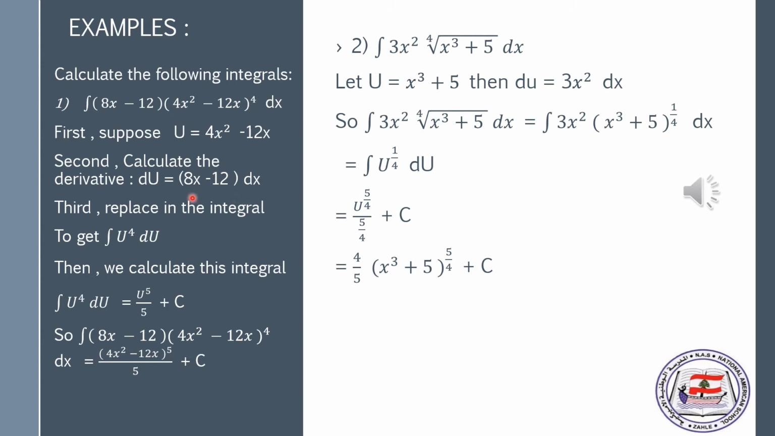Next, we need to take the derivative of this new expression. So du is equal to (8x minus 12) dx. Then replace the new variables in the integral. We get the integral of u to the power 4 du. And finally, we can now calculate the integration since we can directly apply the rule of powers, and we get u to the power 5 over 5 plus c. And as the final answer, we need to give it in terms of x. So again, we replace u by its value in terms of x, and we get (4x squared minus 12x) to the power 5 over 5 plus c.